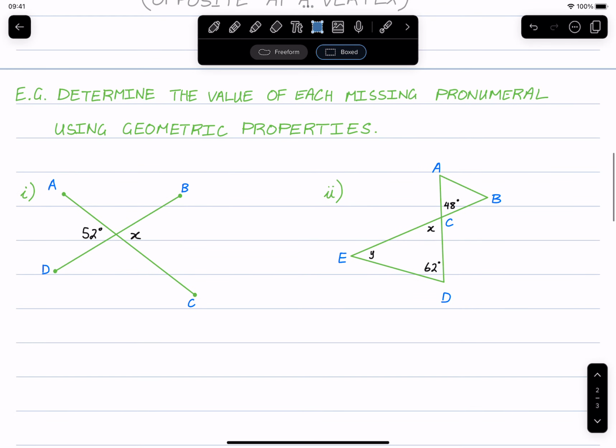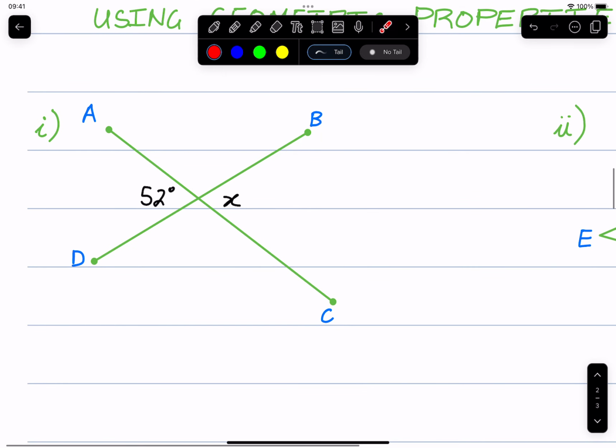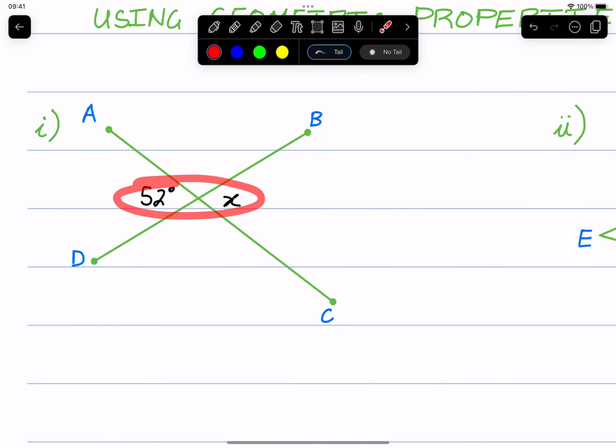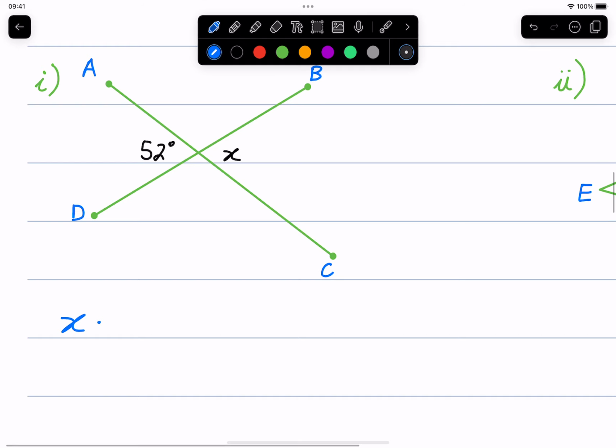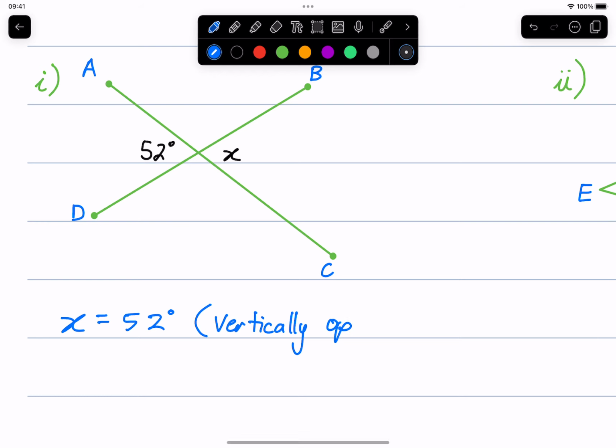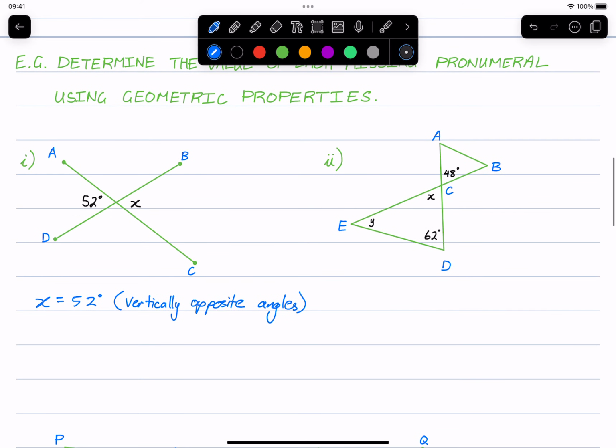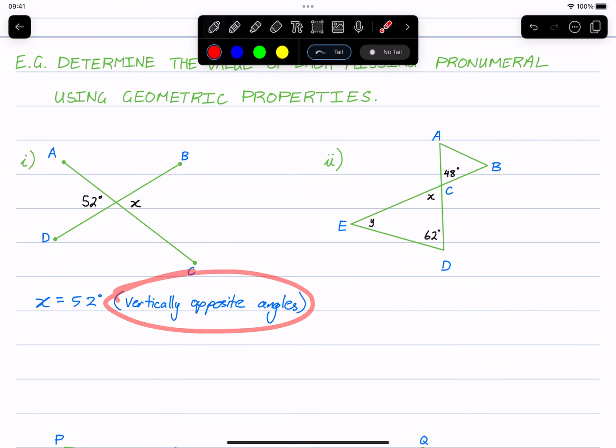So here we go. For this one, we've just seen that because they're two straight lines, they are vertically opposite angles. So we can simply state that x must equal 52 degrees, but giving a geometric reason: they are vertically opposite angles. Now, as we've done before, there's a short way of writing this long statement.